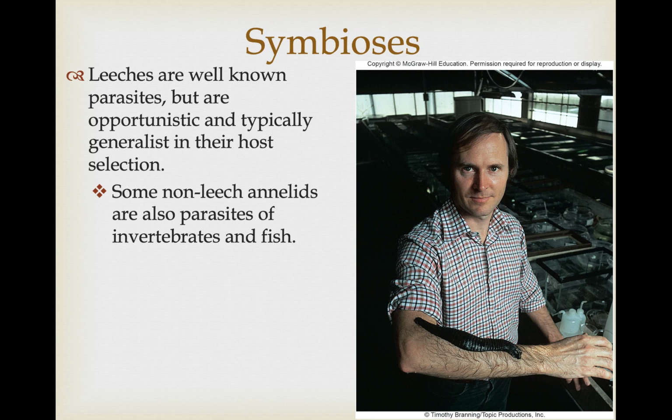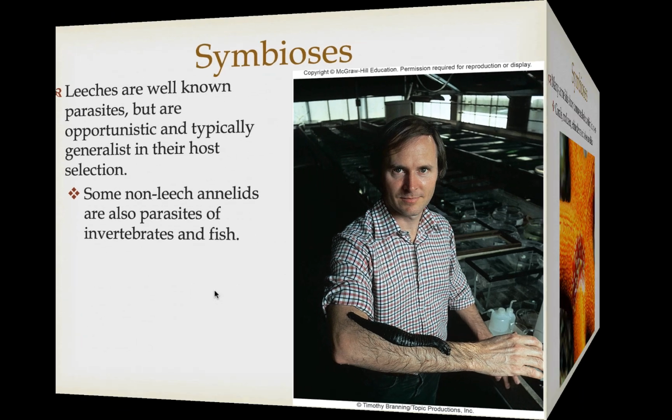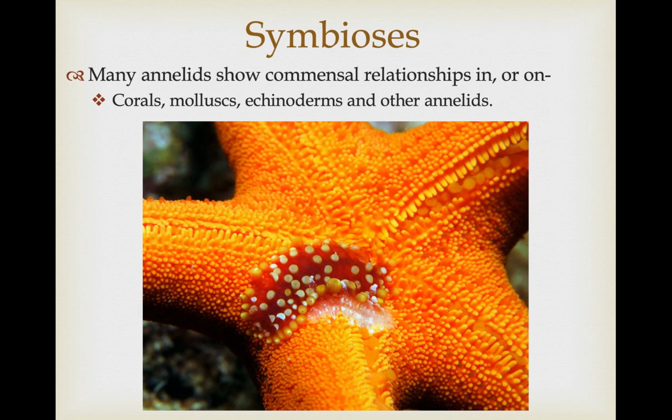So the leeches are parasites, but there are also some non-leech annelids, some other annelids that are also parasites of invertebrates and fish. There are also commensal relationships in or on other organisms shown with annelids. So here's one example of this. This is a sea star that's been turned upside down, and you see that there is an annelid worm here that basically lives in these ambulacral grooves and feeds on some of the food that's captured by the sea star. So it's a commensalism. This is called a scale worm.